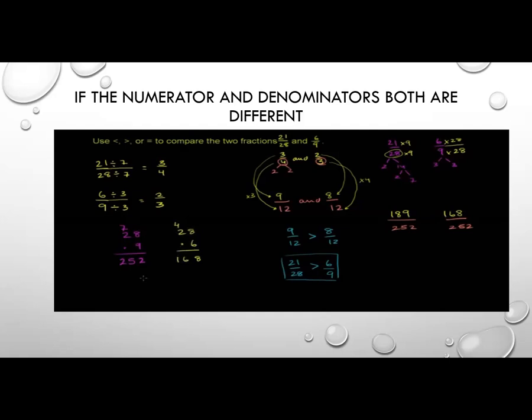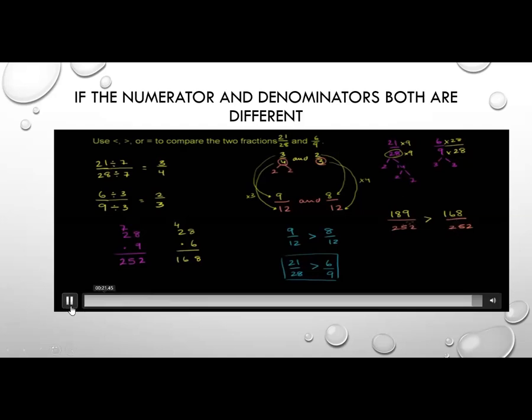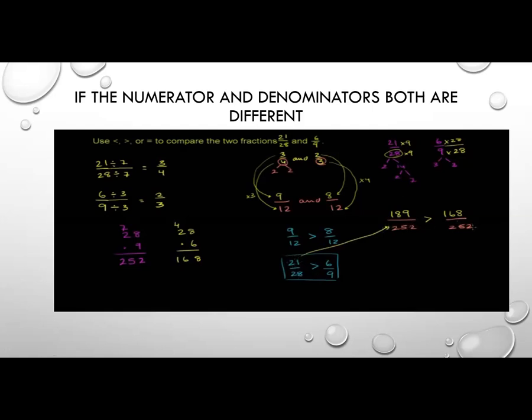So right, 168. Now we have a common denominator, and so we can really just compare the numerators. And 189 is clearly greater than 168. So 189 over 252 is clearly greater than 168 over 252, which is the same thing as saying 21 over 28, because that's what this is, is clearly greater than 6/9.